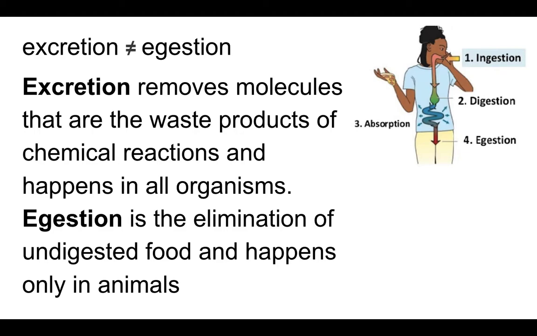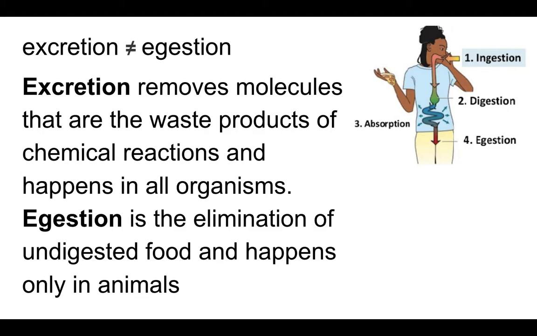Excretion and egestion are not the same thing. Egestion is pooping. So excretion removes molecules that are the waste products of chemical reactions. Excretion happens in all organisms. You can also remember that excretion is not pooping because not all organisms poop, right? So plants are alive. I don't think we would argue about that. But I've never seen a plant waiting in line for a public bathroom. Plants don't poop, but they do excrete.